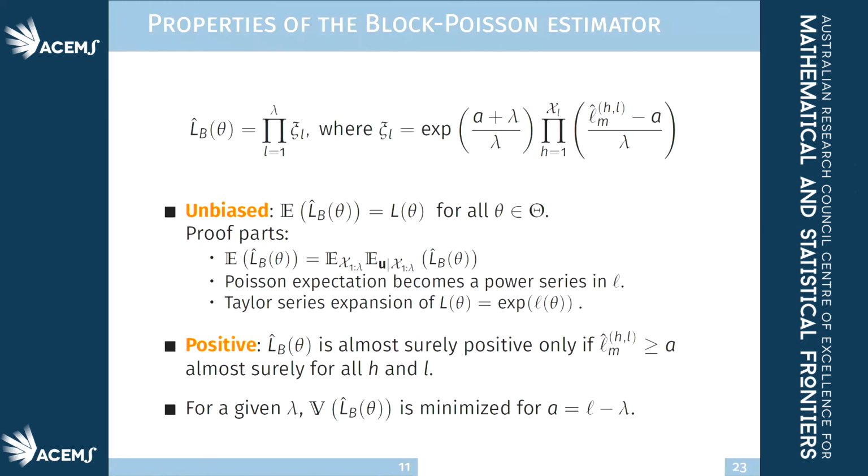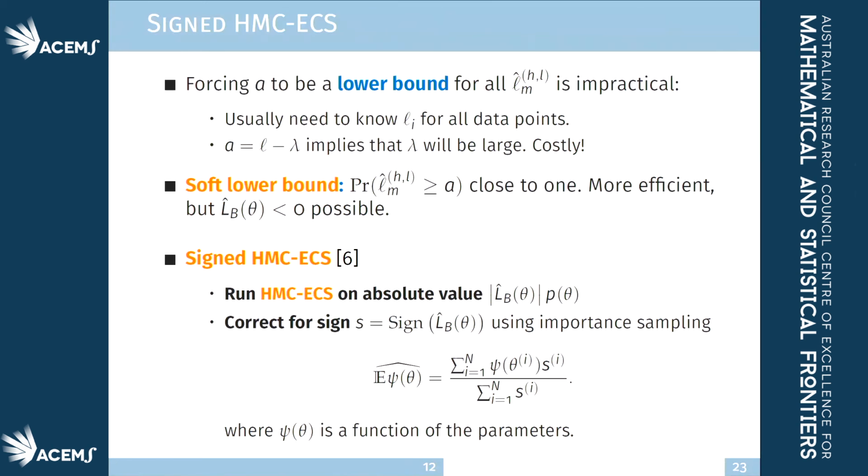But that proves to be useless because basically that means that it's very hard to select an A such that all the products are positive. So what we want to select is an A such that with high probability L hat is positive, but not with probability 1. So we want the little L hats to be greater than A with high probability. Okay, so we do a soft lower bound with the probability of L hat greater than 0 close to 1.